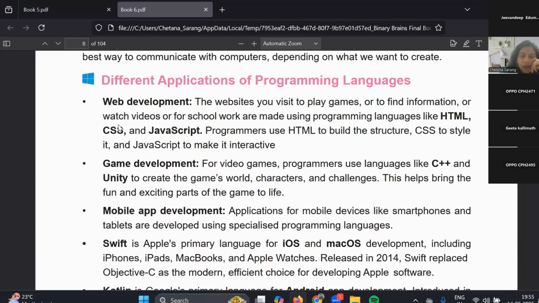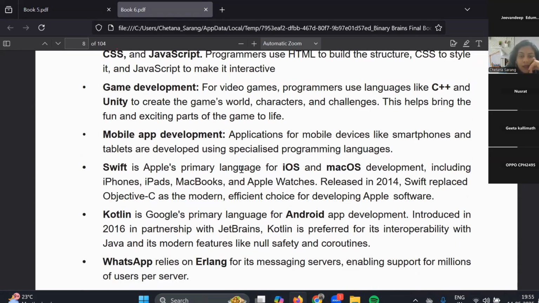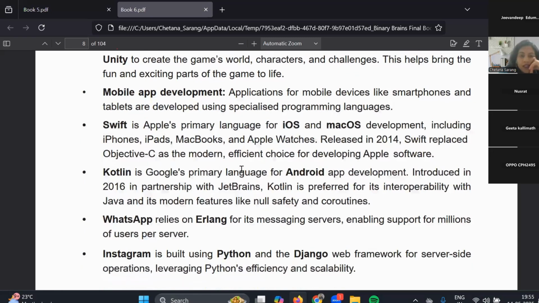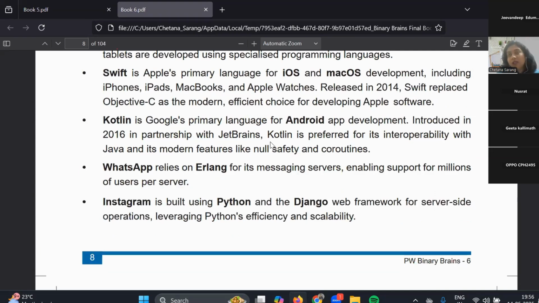Web development, web application, CSS, JavaScript will also be there, front end, back end. Game development, mobile app development. There is a language called Swift to build something on iOS. If they want to build an iOS app, then they need to learn the language called Swift. Kotlin is Google's language, which is used for Android app development. To build web applications, there are programs. To build mobile applications, there are different programming languages.